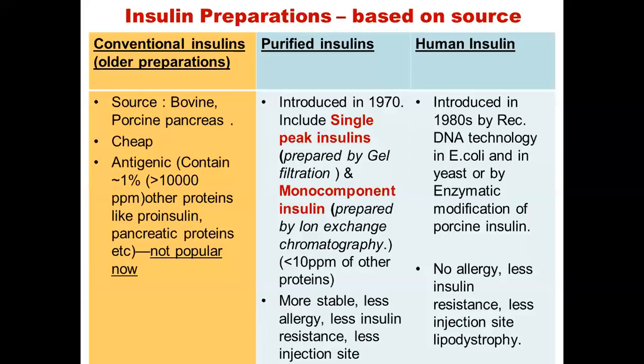coli bacteria or the yeast, or by another technique wherein they were having an enzymatic modification of porcine insulin. So by these techniques, the human insulin was brought into use. Now this is having no allergy at all. It causes less insulin resistance and is also associated with less injection site lipodystrophy. And some reports claim that they have got somewhat rapid absorption from the subcutaneous site also.